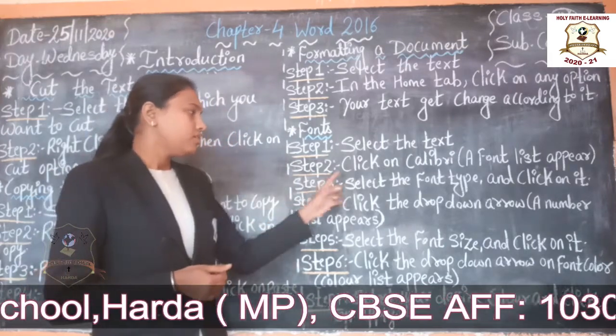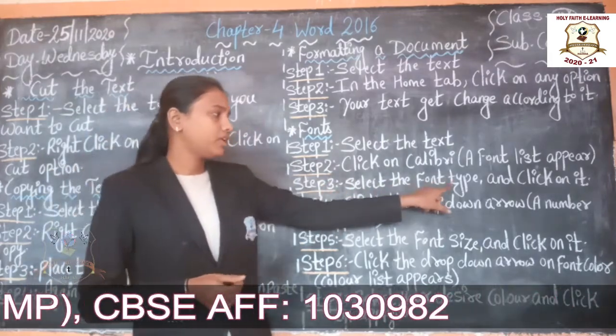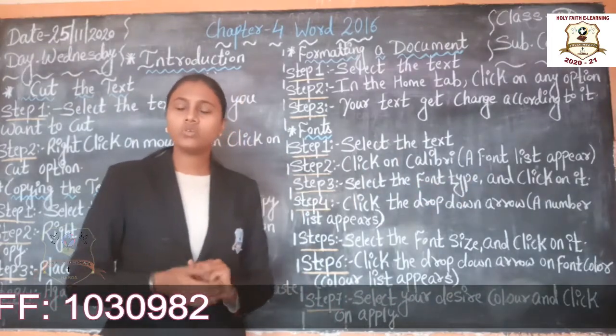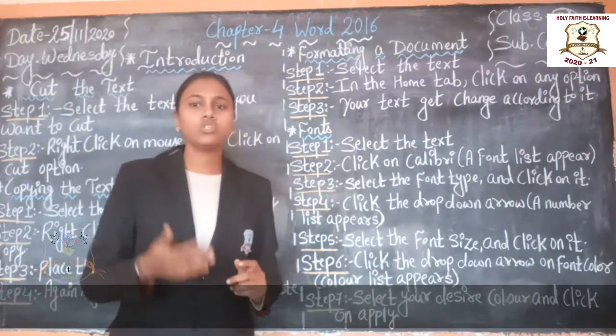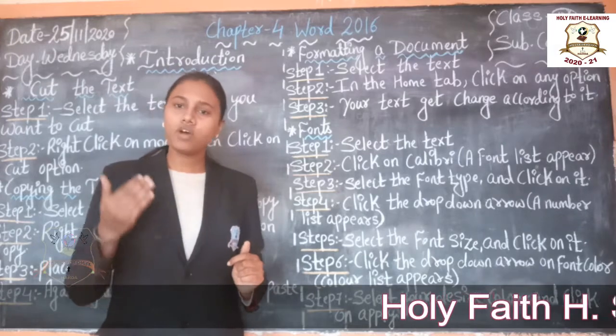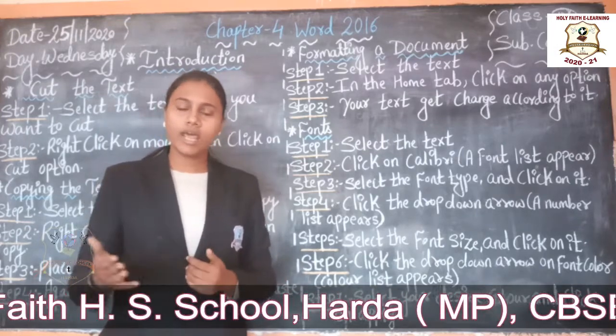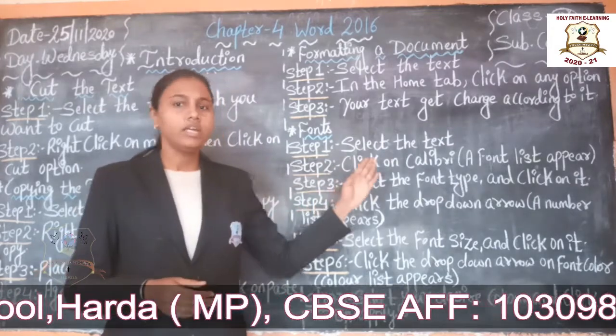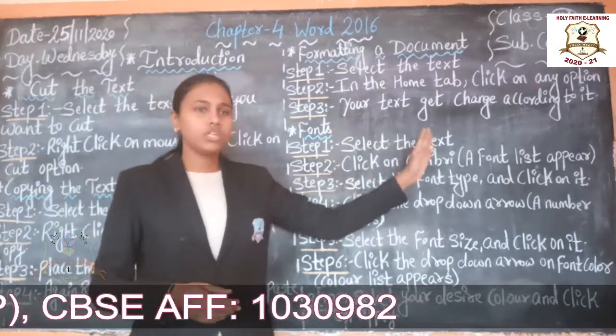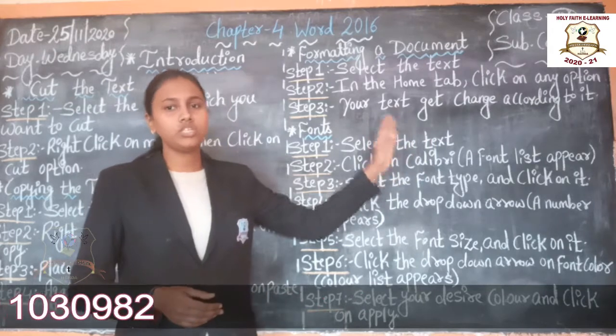And from there, in the third step, select the font type and click on it. You can select any of the styles which you want for your text. You can pick any of the font styles for your text and then click on it. In this way, your text style will be changed into that.